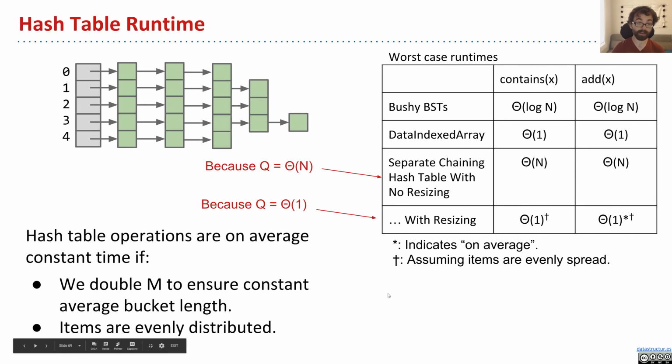So to summarize our runtimes here, the hash tables that we've built, as long as we're doing resizing, will have constant time runtime for contains and add. I've added a little caveat here that we're assuming that our items are evenly spaced. Because if they all end up in the same bucket because maybe our hash code is bad, then all bets are off. And I've also added a star here that our add operations are only constant time on average because some of them will cause a resize. So hash tables have caveats. Whereas a bushy binary search tree is guaranteed to have theta log n, here we have a little bit more to think about, but the runtimes are still quite good.